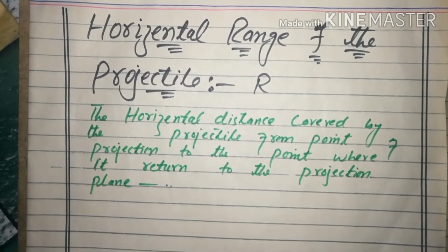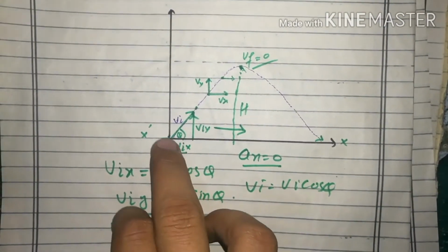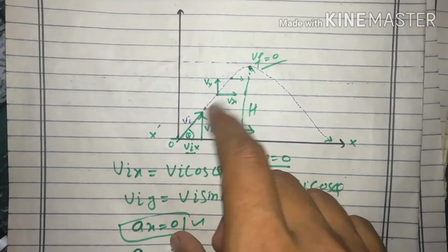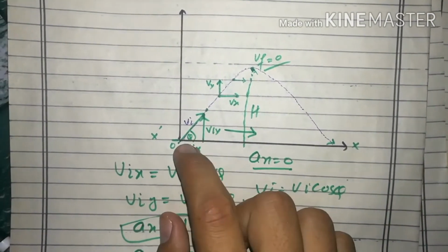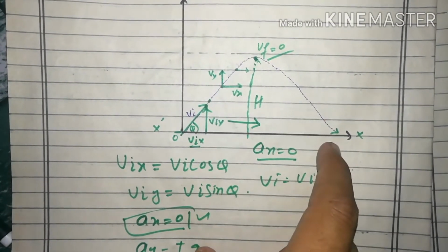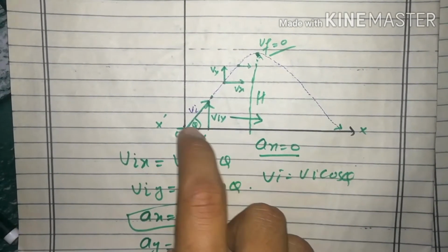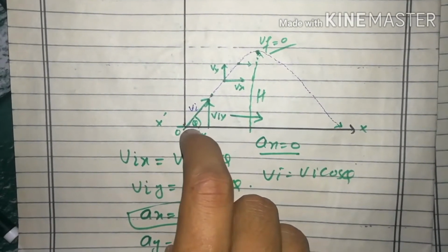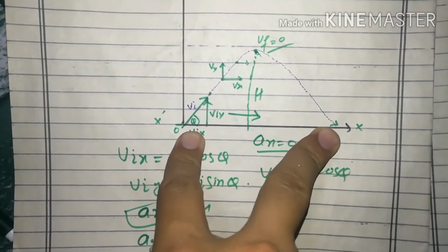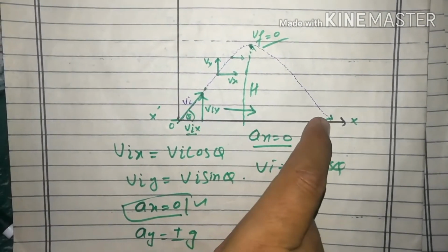So from the figure, this is the figure here. This is the projection motion of the projectile. From here it is thrown vertically and it comes back to the plane from where it is thrown. Okay, so the distance covered by the projectile from this point to this is called the range of the projectile. This is the range of the projectile from this point to this point.